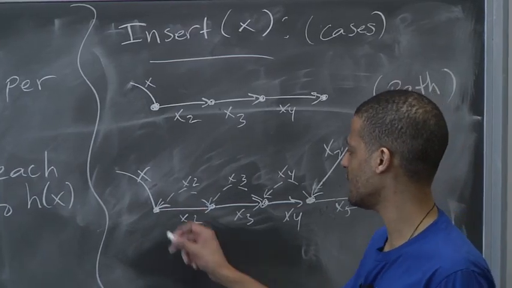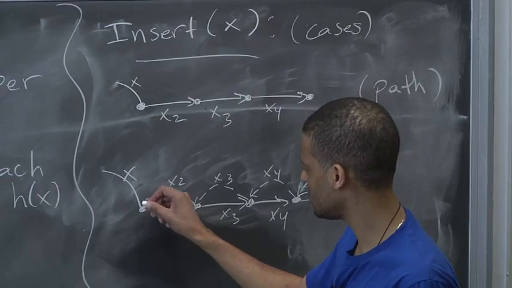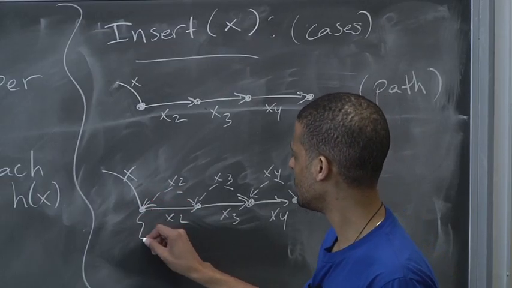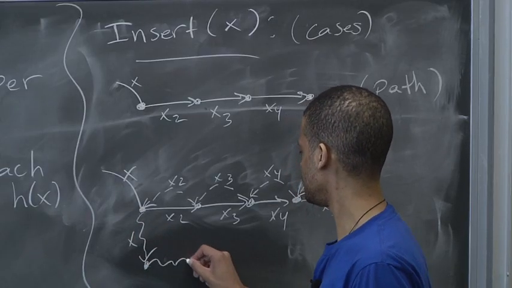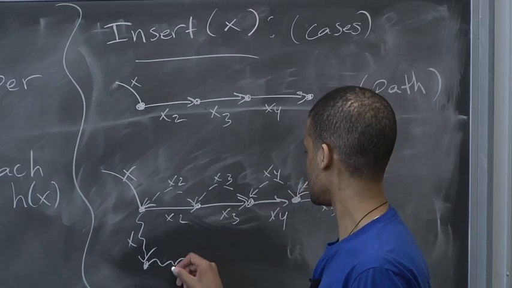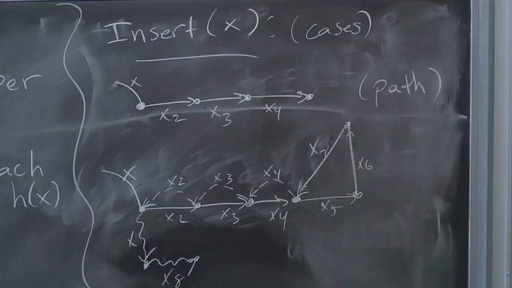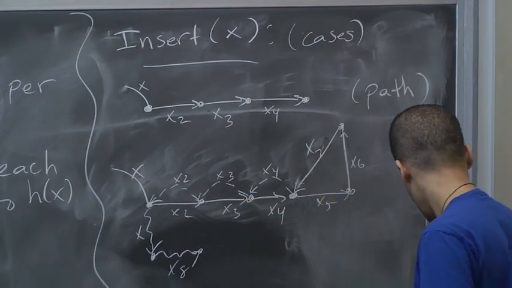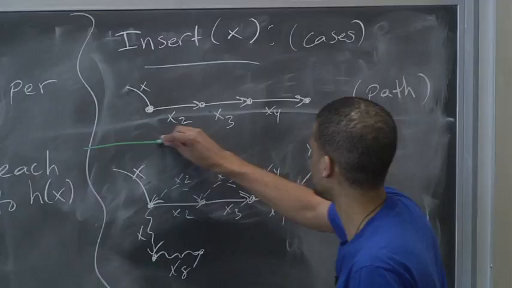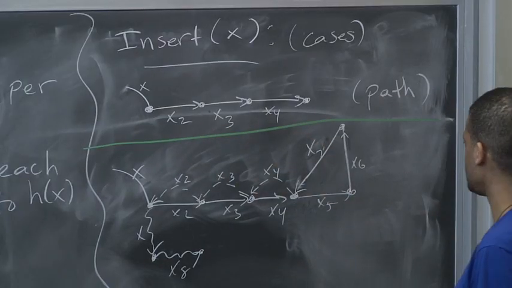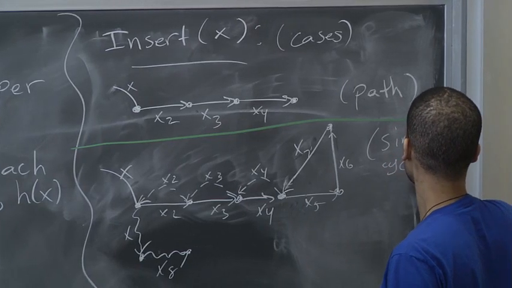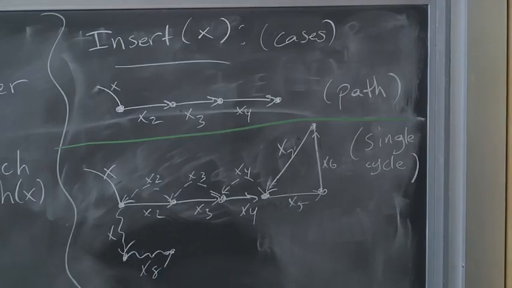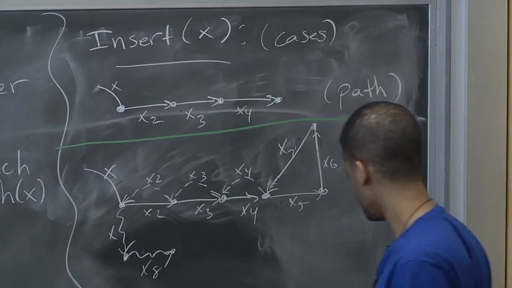Yeah, so that was g of x, so now we push x into h of x. So now x tries to go here. That might kick someone out, x8. And then maybe now we're done. So this case, let me draw some boundaries here. Then this case here is we have a single cycle. Okay, let me give myself some more room for the next one.